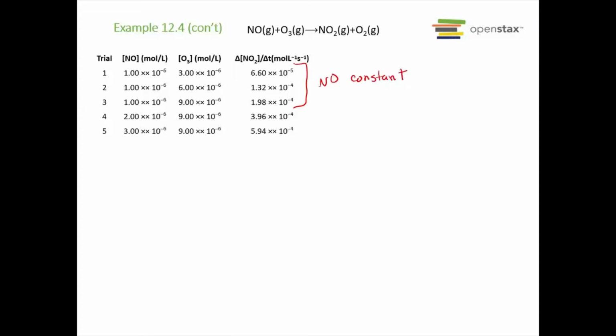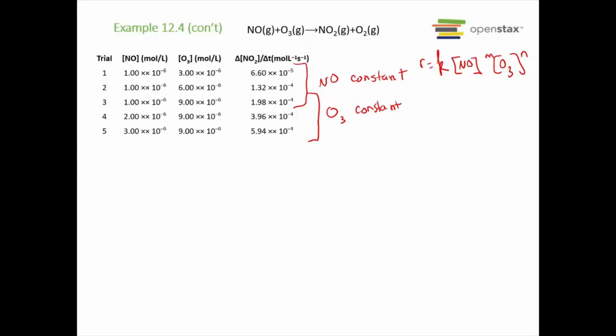And then the last three, so now these three, have ozone constant. So those are going to be very helpful for us. And let's start by writing our generic rate law: K times the concentration of NO to the M times ozone to the N. So what we can do is compare our rate, the rate of 2.